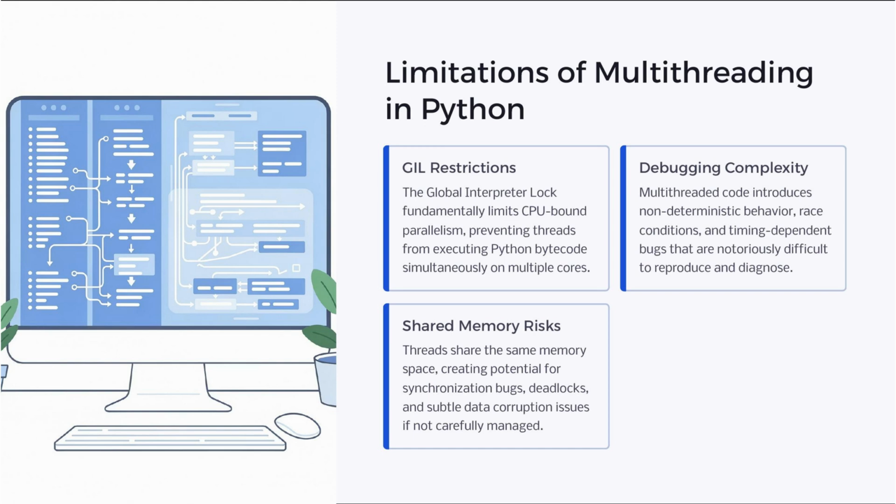The global interpreter lock restricts true parallelism in Python, limiting CPU-bound tasks. Multi-threading introduces non-deterministic behavior, making debugging complex due to race conditions and timing-dependent bugs. Shared memory in threads poses risks of synchronization issues, deadlocks, and data corruption if not managed properly.